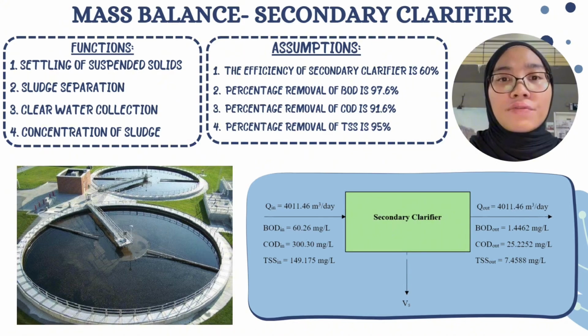The secondary clarifier plays a crucial role in separating treated water from sludge after biological treatment, ensuring that the effluent meets environmental standards before discharge. The mass balance calculation for the clarifier is based on several key assumptions. It is assumed that the system operates under steady-state conditions with a constant flow rate throughout the process.